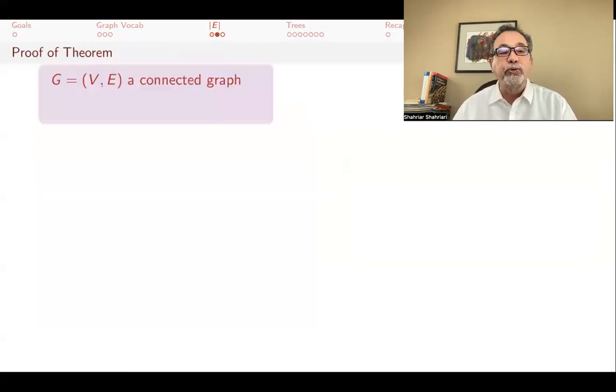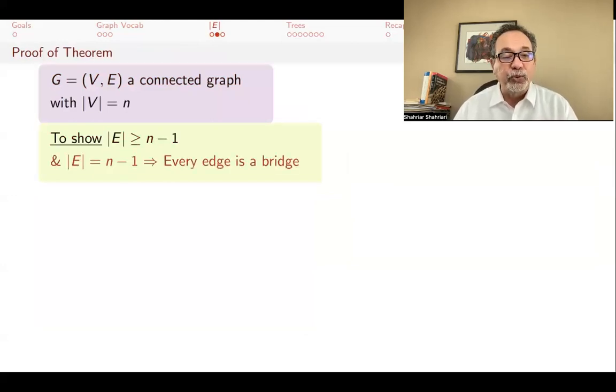So how are we going to prove this? What is it that we want to prove? We have a connected graph. The number of vertices is n, and we want to show something about the number of edges. We want to show that the number of edges is at least n minus 1. And we want to show that if the number of edges is actually n minus 1, then every edge is a bridge. That's what we want to prove.